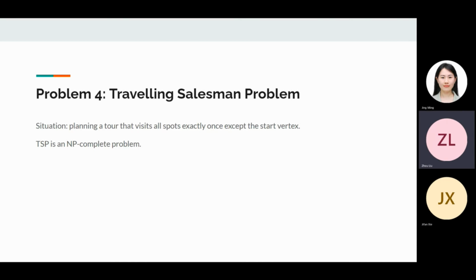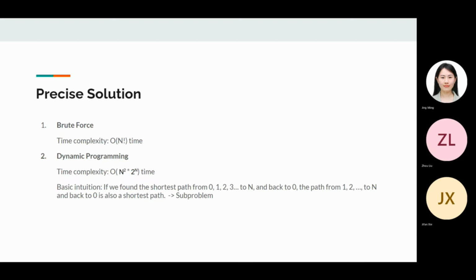The fourth problem is the traveling salesman problem. For the TSP, we will introduce both a precise solution and an approximate solution. First is the precise solution. The traveling salesman problem is an NP-complete problem. We can still employ non-polynomial algorithms to obtain a precise answer for small data inputs. The brute force method is easy, permuting all possible paths, but with n factorial time complexity.